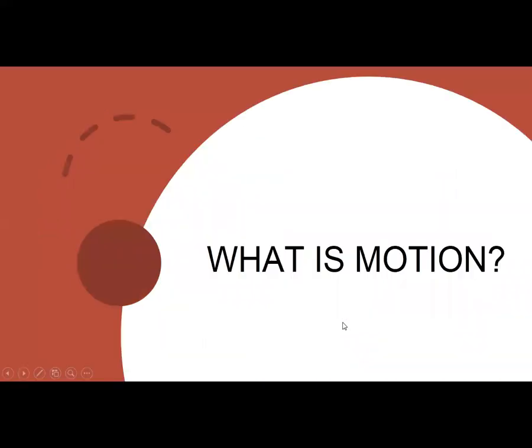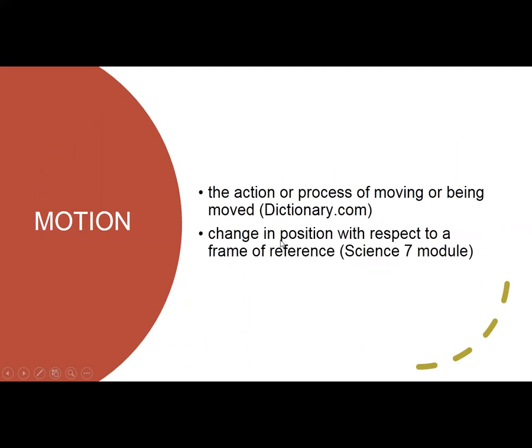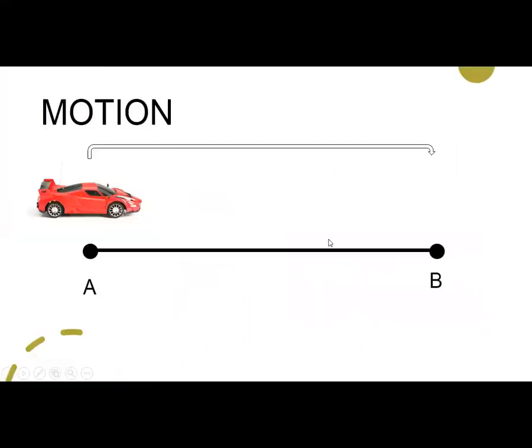Okay, let's start. What is motion? Motion is the action or process of moving or being moved according to dictionary.com. And it is a change in position with respect to a frame of reference. Later, we will discuss the meaning of the frame of reference. So let's take a look at this illustration for us to understand more what motion is.